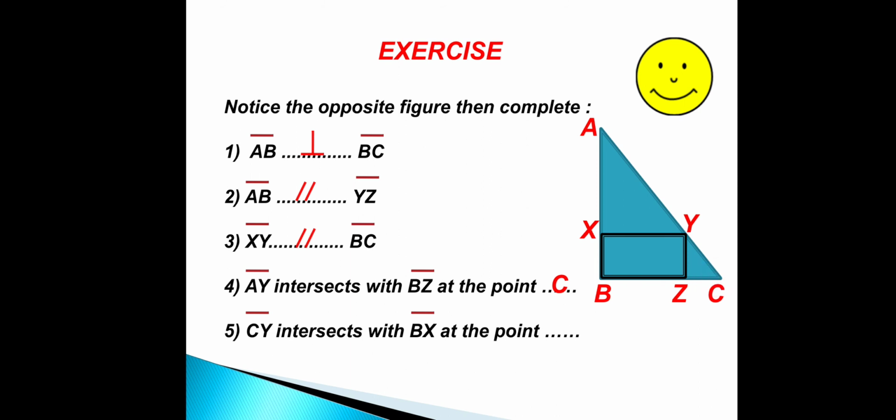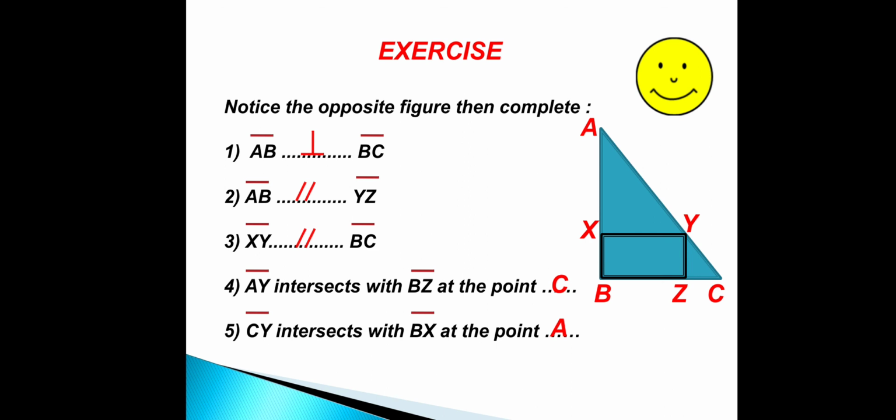Number 5. CY intersects with PX at which point? CY, when we complete it, stops at point A. PX, when we complete it, stops at A. So they intersect at point A.